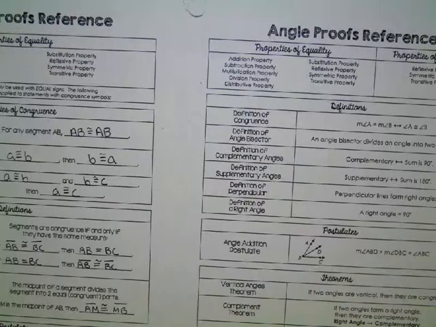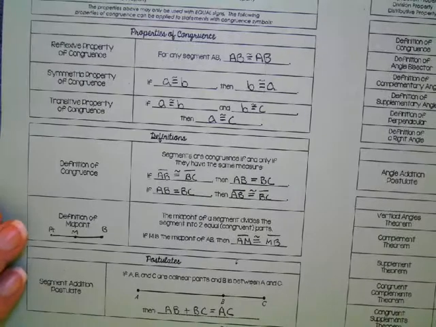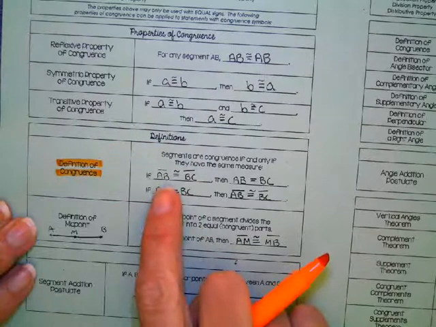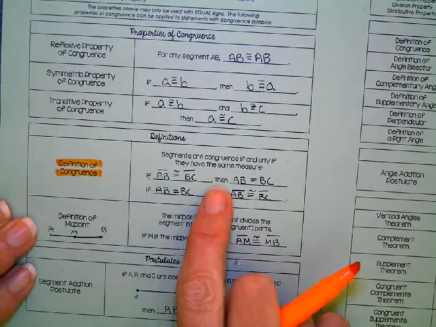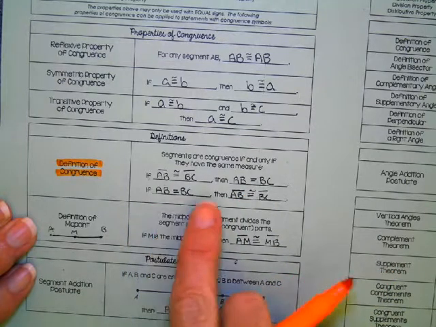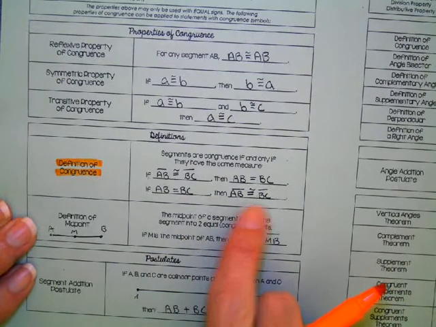So with this one, right here, definition of congruence. Definition of congruence says if two things are congruent, then we know they're equal. Or if two things are equal, then we know they're congruent. So that's just what the word congruent means.